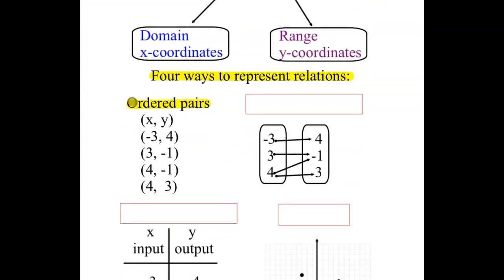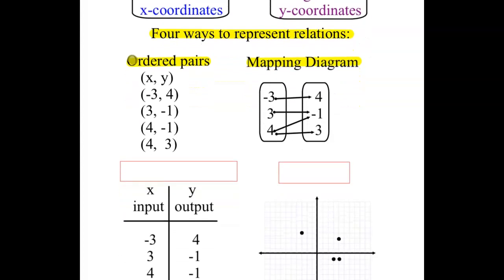We can list them as ordered pairs. We can list them as a mapping diagram where we describe how the different values are being connected. So in this case, the -3 is being paired with the 4. The 3 is being paired with a -1. 4 is being paired with -1. And 4 is also being paired with a 3. So it's the same thing we had listed as the ordered pairs, just in a different format.